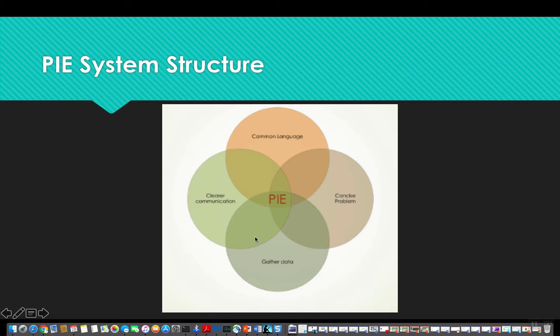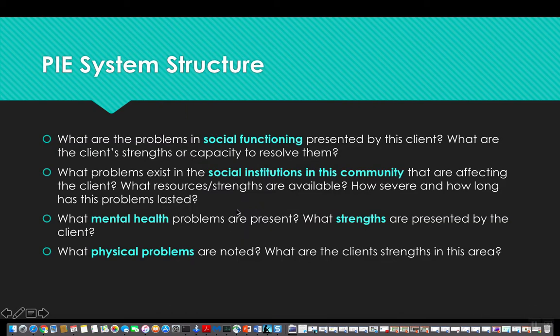PIE provides social workers a common language to help describe a client's problem and social functioning. It is also a concise description of a social phenomenon that could provide treatment or amelioration of a problem among a group. It is a means of gathering data required to measure the need for services, design a program, and evaluate effectiveness. And it is a clear communication tool among social work practitioners and between practitioners and administrators and researchers.